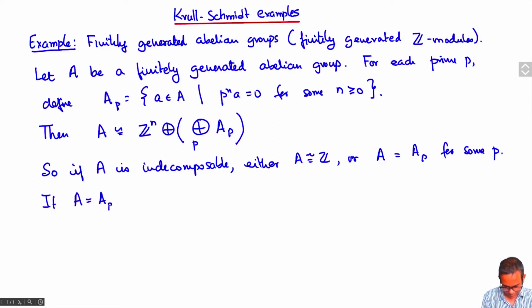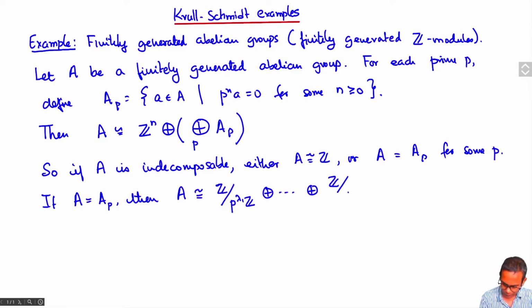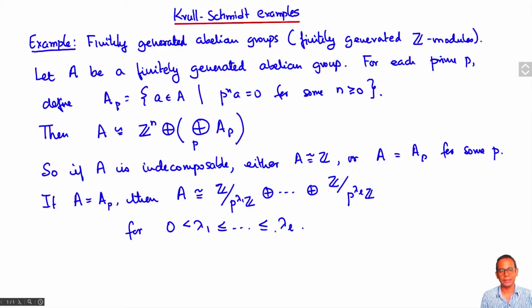And furthermore, if A is P primary, then the structure theorem for finite abelian groups says that A is isomorphic to Z mod p to the lambda 1 Z plus Z mod p to the lambda 2 Z and so on, Z mod p to the lambda L Z, for some integers 0 less than lambda 1 less than or equal to lambda 2 less than or equal to lambda L. And in fact, these integers are uniquely determined, and that's a consequence of the structure theorem for finitely generated abelian groups.